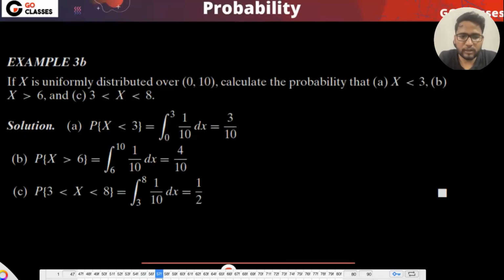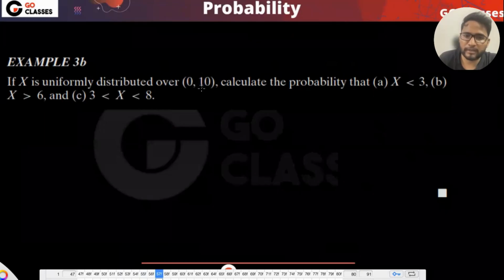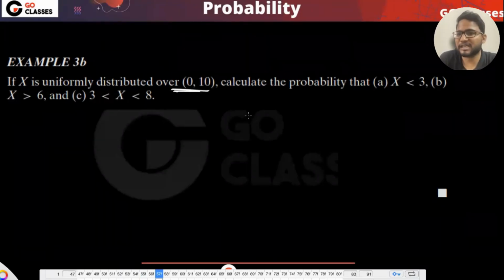Now let's just solve this question. Here they are saying that X is uniformly randomly distributed over 0 to 10, which means that from 0 to 10, it is a uniform distribution. Now, do they have to tell you the PDF? If they are saying that it is from 0 to 10, can you calculate the PDF?